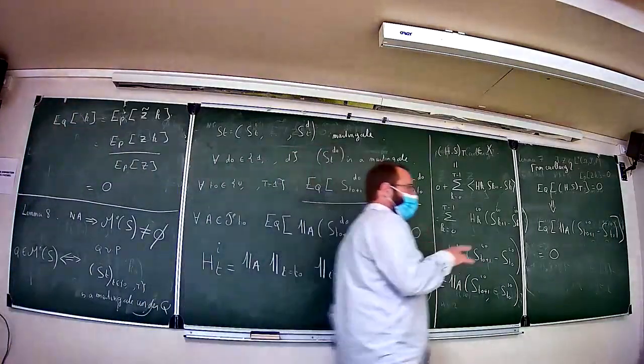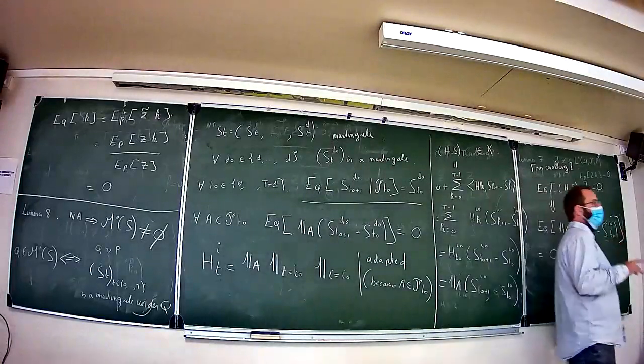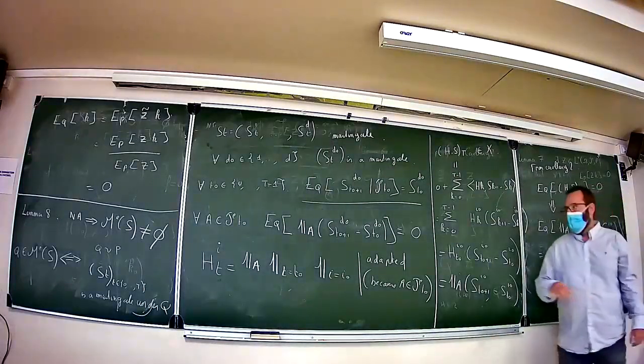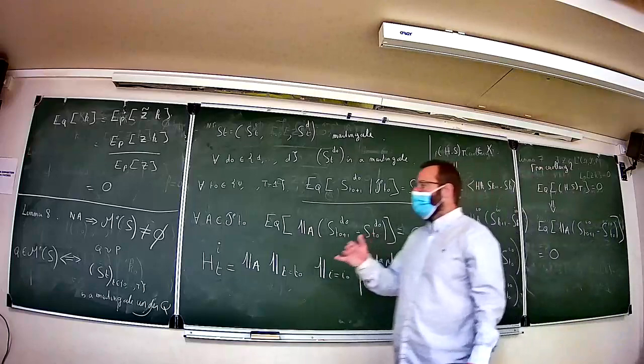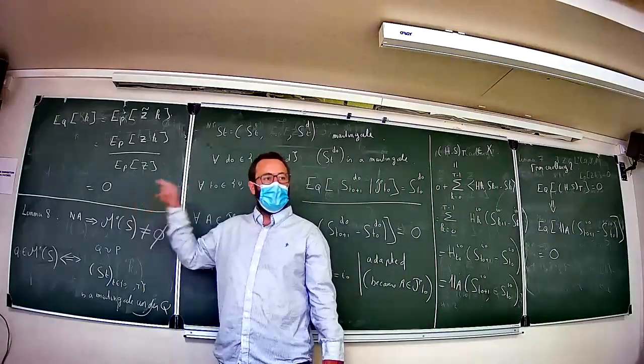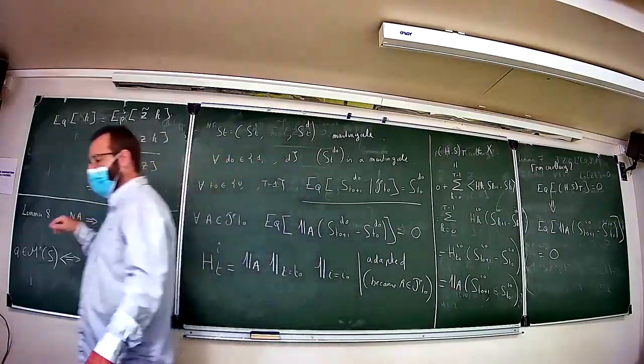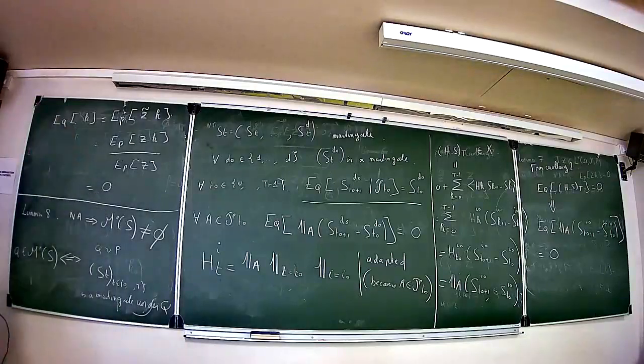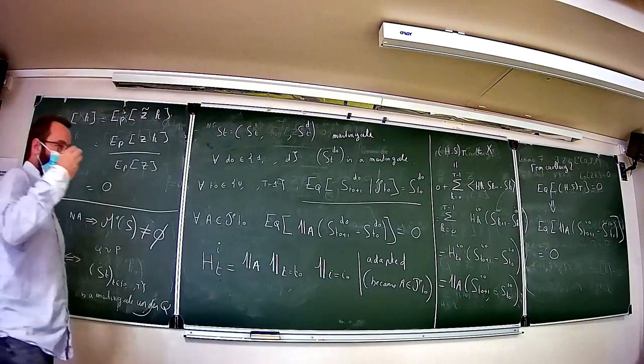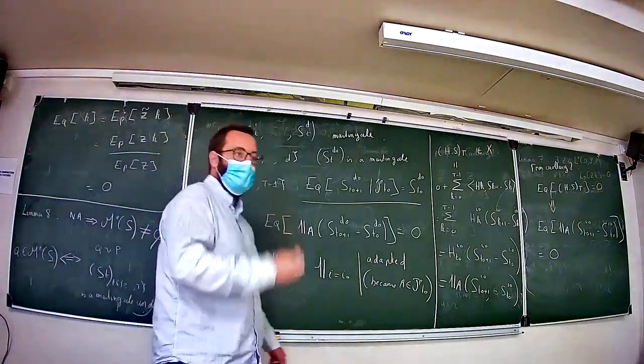So I have proved that NA implies there exists an equivalent martingale measure. Okay? My job now is to prove the converse. So if you are okay, tell me, I will erase the board if you don't have questions. And below, I repeat, theoretically, I have the convex separation theorem.